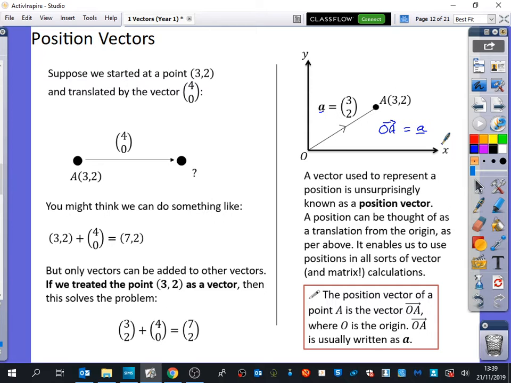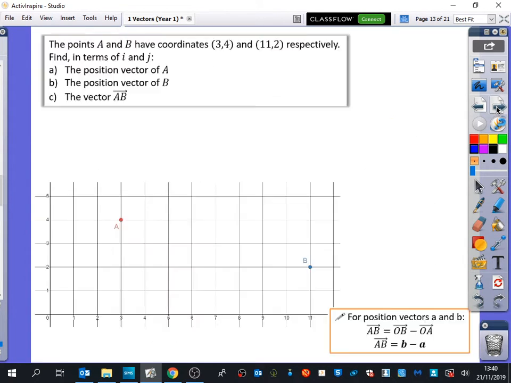Okay? We're going to try and explore some patterns now that happen with these position vectors. So I've got this diagram. It hasn't printed quite as clearly as I wanted it to on your booklet, but you can still see roughly the grid. And it says the points A and B have coordinates (3, 4) and (11, 2), respectively. Find in terms of i and j the position vector of A. Okay, so there's nothing really challenging there. The position vector of A is just 3i plus 4j. It's just telling us that to get to A from the origin, you move 3 across and 4 up. It's like right back to primary school. And the position vector of B is going to be 11i plus 2j.